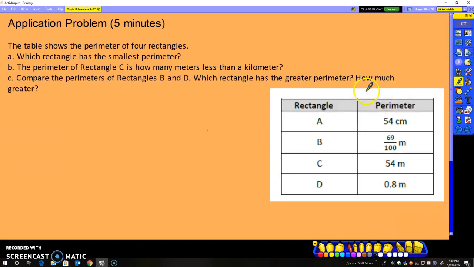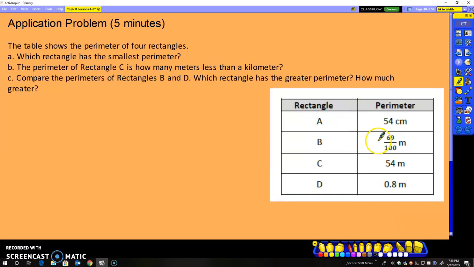Alright, to start off we have a table that shows us the perimeter of 4 rectangles, A, B, C, and D. Looking at my data, I'm going to have to do some converting. I have one rectangle that is in centimeters, and 3 that are in meters. I have one that's in fraction form and one that's in decimal. So we have to figure out what that all means in terms of our units. Let's take our time on this one.